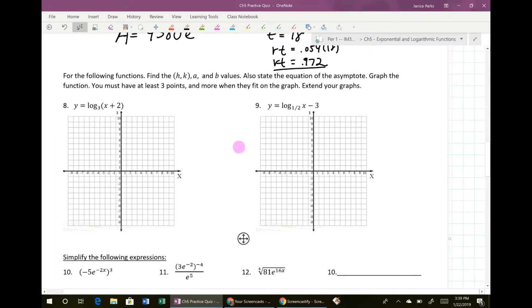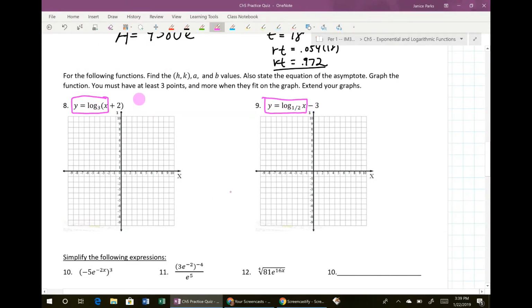For number 8 and 9, you're graphing logarithms. So just like the exponential functions, you need to write the A, B values, the HK, and the asymptote. But there's one additional thing that you must write, which is you need to change the log function into an exponential function. So first, we're going to do the HK for both of them. Okay, I'm going to go ahead and just do both at the same time.